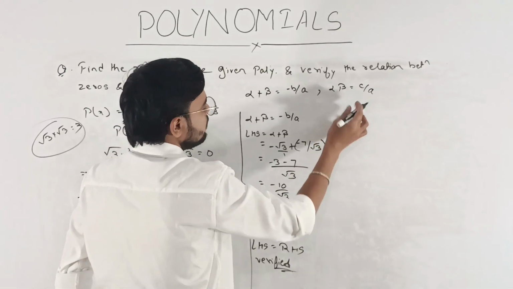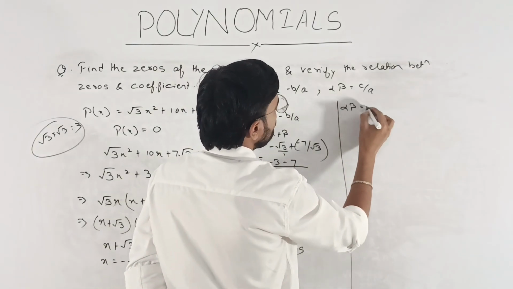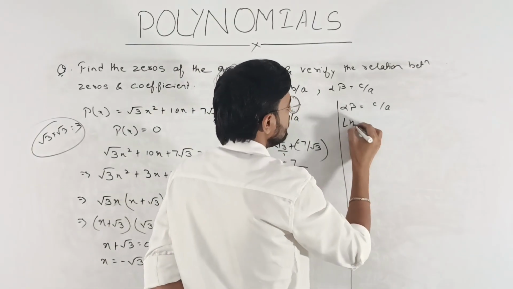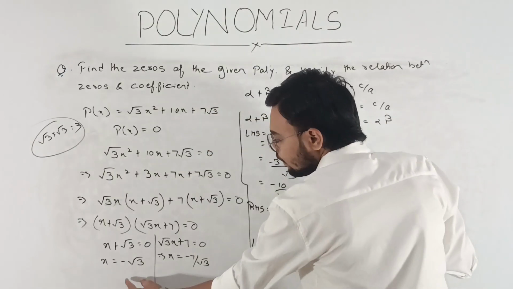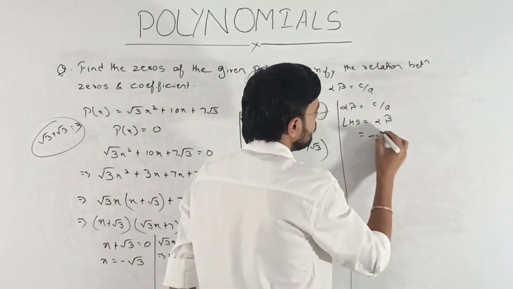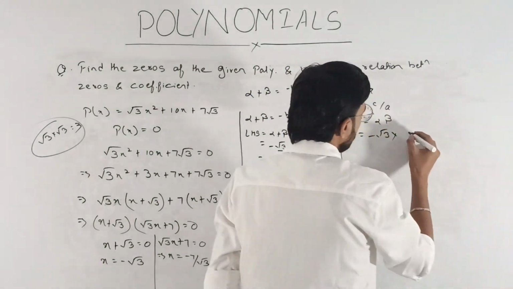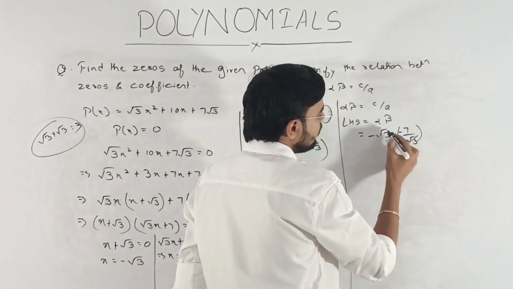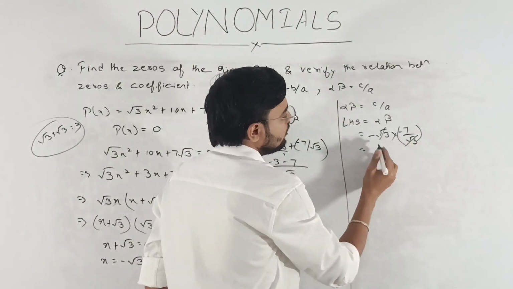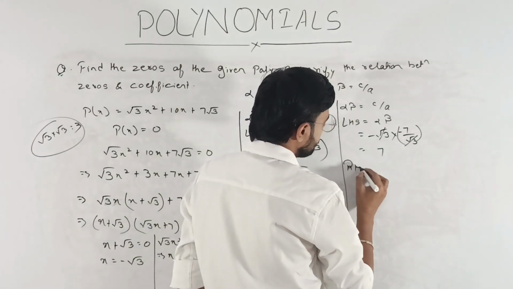Now let's do this one, product of zeros. Product of zeros, that is alpha beta is equal to c upon a. Now first LHS, that is alpha beta. Alpha is minus root 3, and beta is minus 7 upon root 3. Now look, root 3 cancels. Then minus, minus is plus. Then LHS is 7.